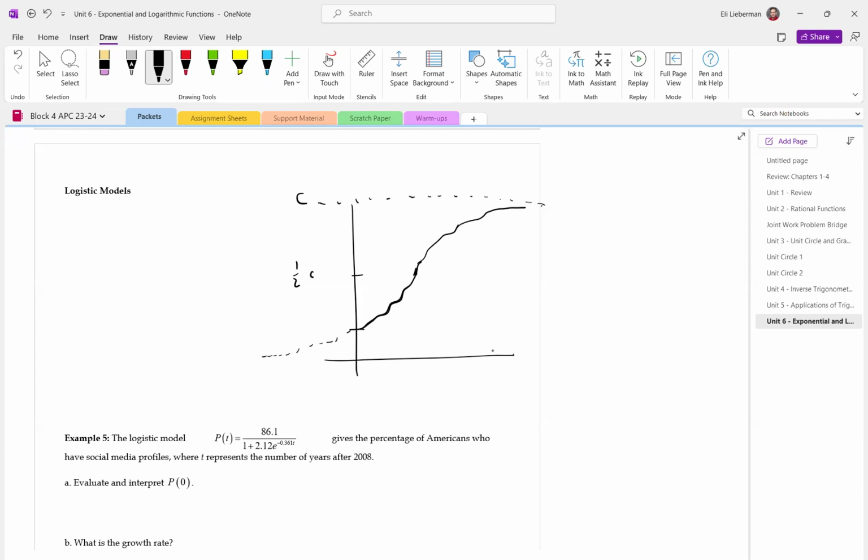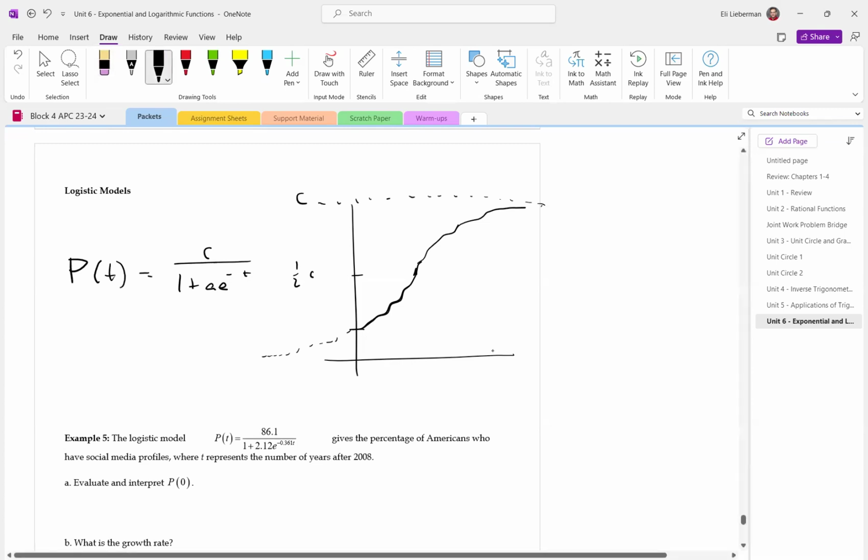So this logistic model is an exponential type of function. So let me see. I haven't memorized this. I almost have it. I think I have it. P of T equals C over 1 plus A times E to the negative BT. They're all lowercase. We don't have to memorize this formula. You don't have to memorize it.